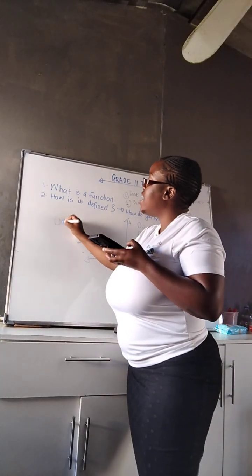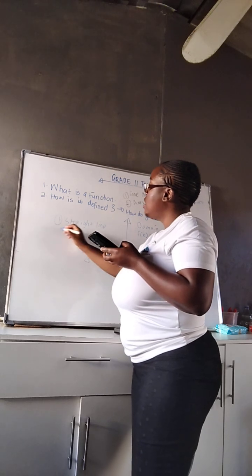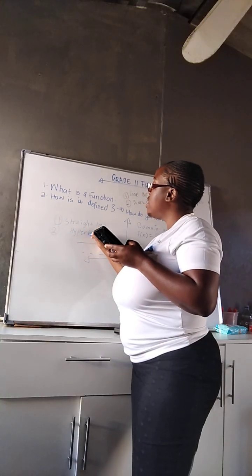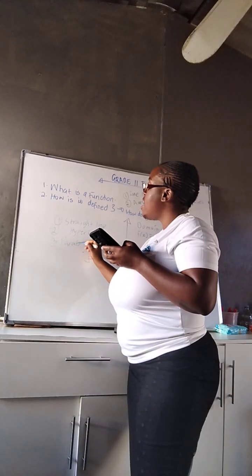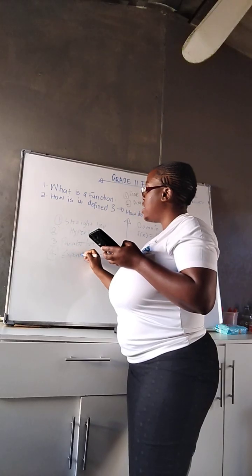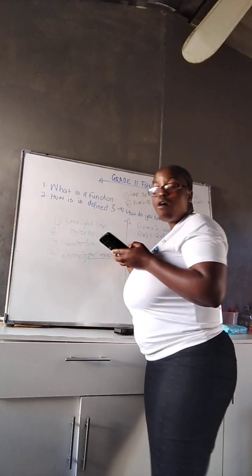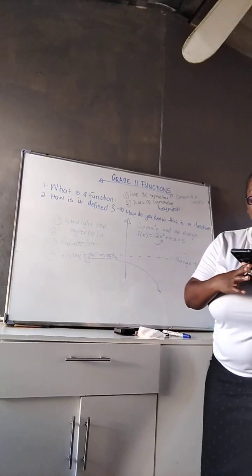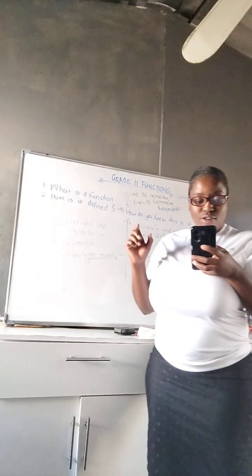So the 4 types of graphs that we are going to look at: number 1, the straight line. Number 2, the hyperbola. Number 3, the parabola. And number 4, the exponential graphs. Looking into these 4 graphs, this is something that is very easy to do, but I'm just going to pick up the most important things and I will highlight them so that you understand.